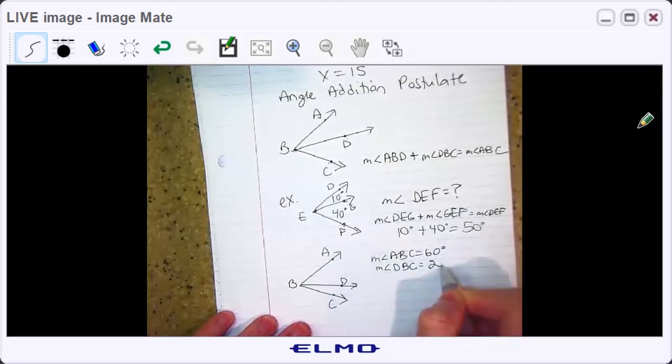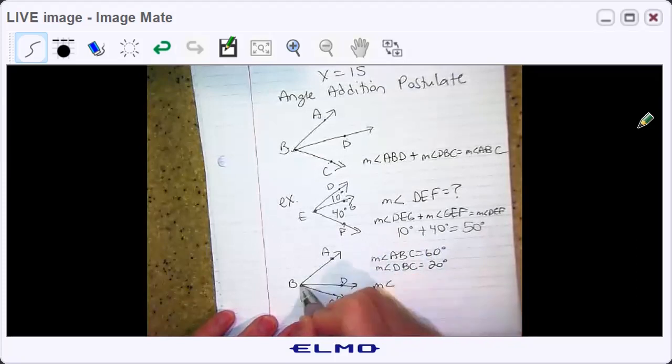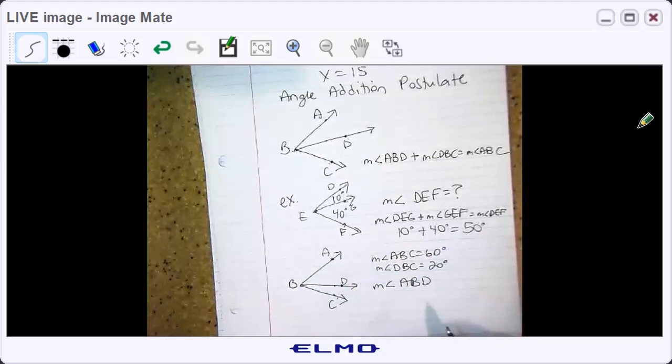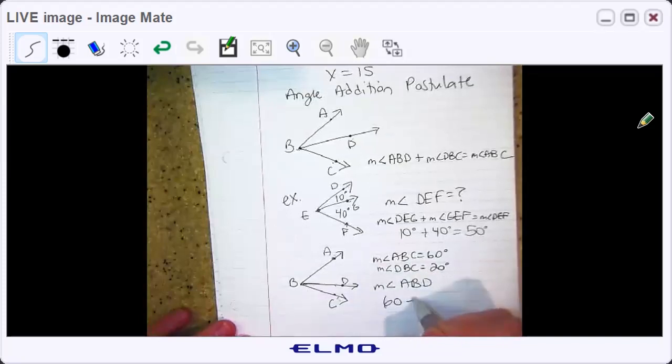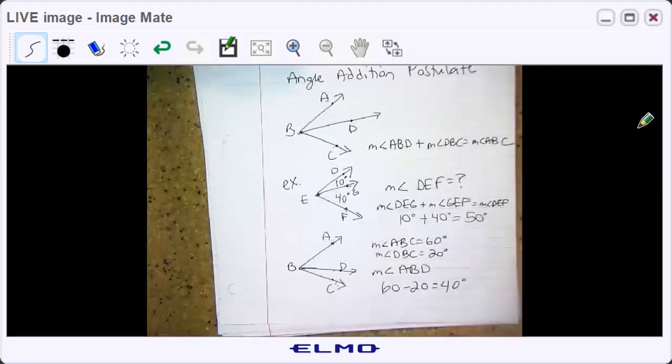DBC is 20. And of course, I'm going to be wanting to know, I gave you DBC, which is the bottom angle. So I'm going to be wanting to find out ABD. And so in this case, because I was given the big angle, it's going to work out like we did with segment addition. If we know the big angle, we're going to need to subtract to get that top angle of 40.